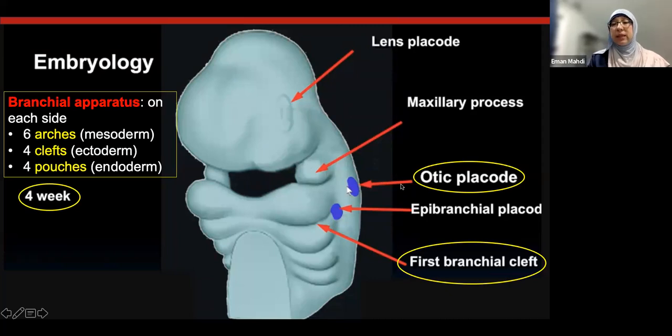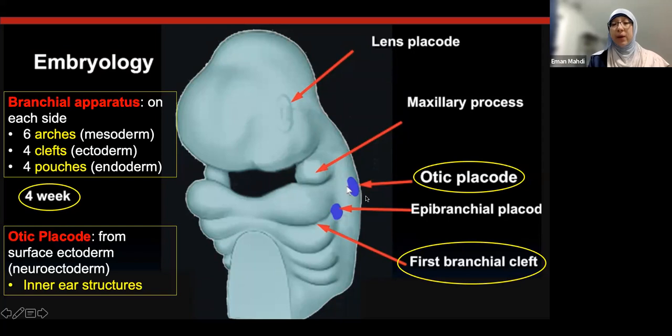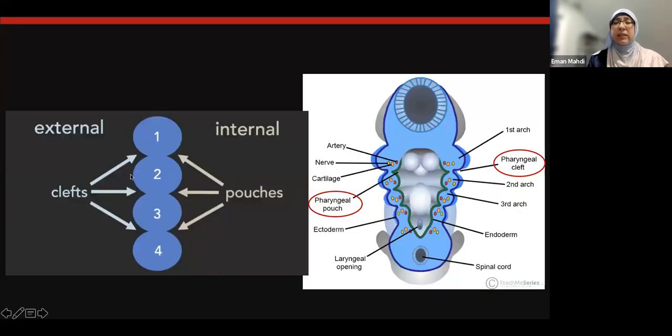And then there is another area called the otic placode, as you can see here. That otic placode is basically part of the surface ectoderm, or what's called neuroectoderm, and that's responsible for the development of inner ear structure. So that's separate from the rest, resulting in inner ear structure development. That's again another cut. The external portions are the clefts, and the inner portions are the pouches.